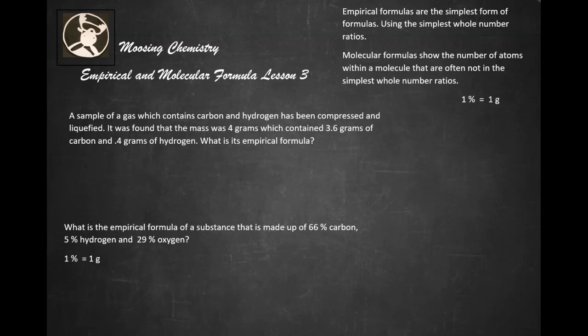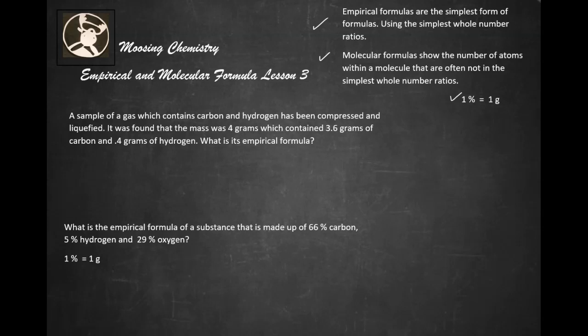Okay, an empirical formula is the simplest form of a formula, using the simplest whole number ratios. A molecular formula shows the number of atoms within a molecule, which are not often in the simplest whole number ratios. That's the difference between the two. And remember that 1% is equal to 1 gram.